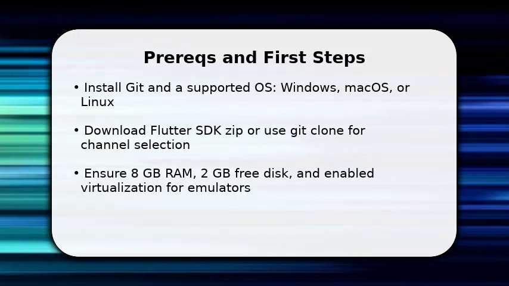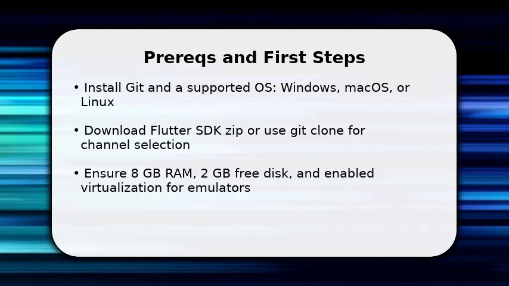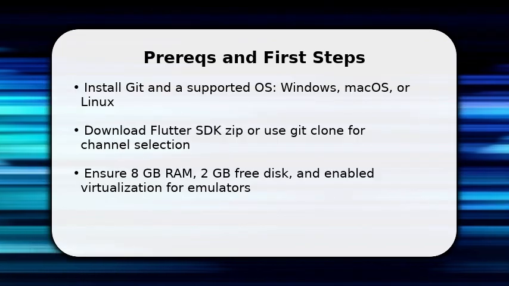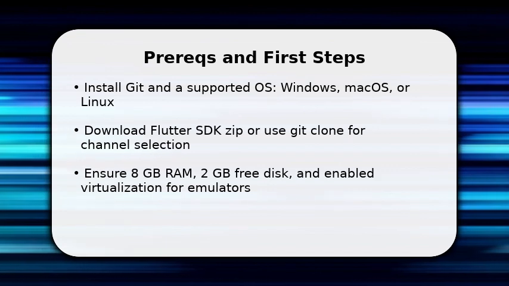Next, choose a release channel and either download the zip or run git clone to pull the Flutter repo into a chosen folder. Once done, add the Flutter /bin path to your path environment variable so commands run globally. Make sure to restart your shell so the new path takes effect and Flutter commands are available immediately.